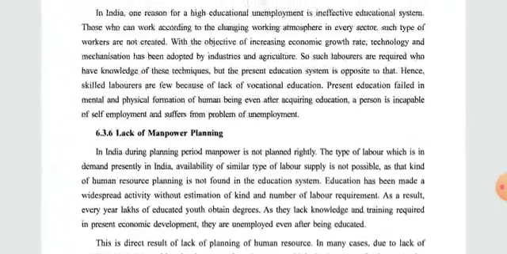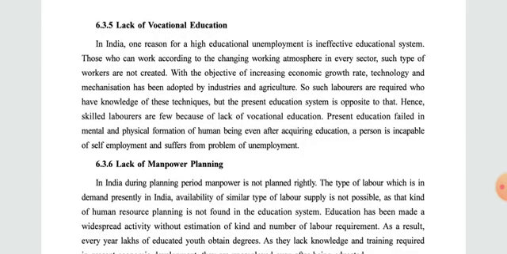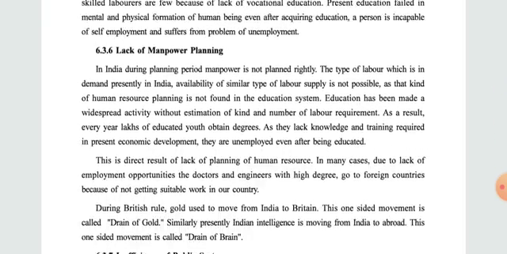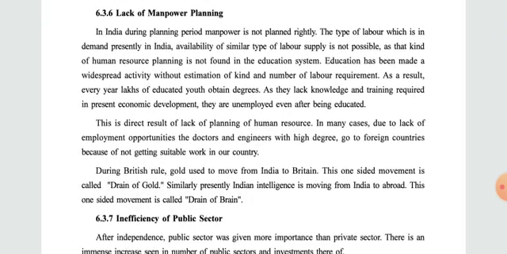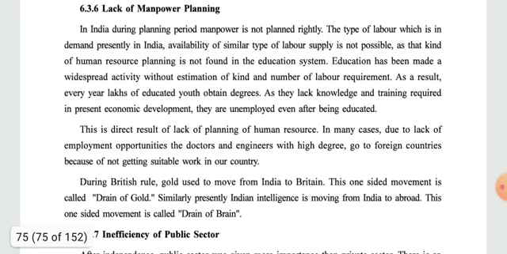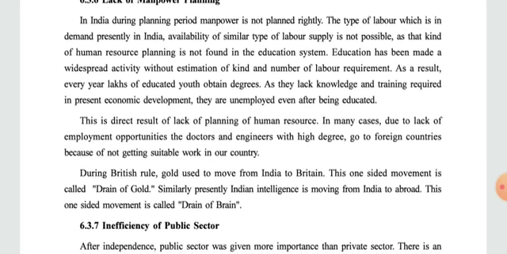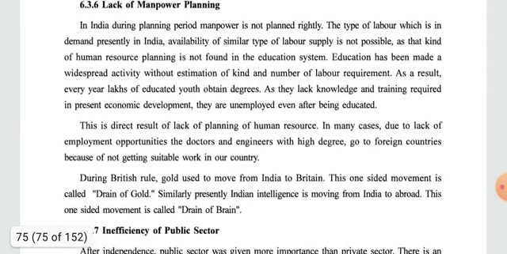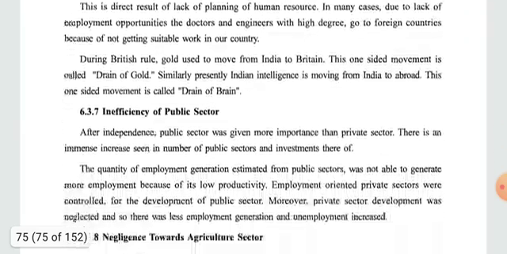In the previous session, we discussed two other main factors responsible for unemployment. One is lack of vocational education, that is, education related to training and employment is lacking in our education system. Along with that, lack of manpower planning, that is, we are not able to identify the areas where manpower is required, and the result is the highest level of educated unemployment, and due to that the unemployment ratio is increasing.